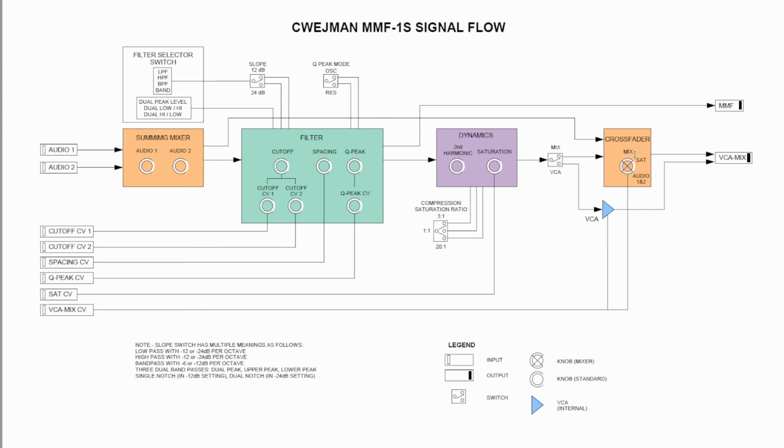So all the way clockwise is fully saturated. So it'll be the filter through the saturation. All the way left is the audio 1 and 2 input from the summing mixer. And that also goes out to the VCA mix output.